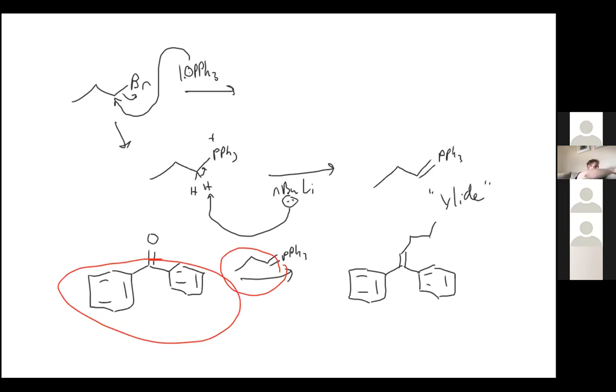So let's talk about how this exactly works. It's a pretty straightforward mechanism. Ylids are kind of the opposite of what you expect from a carbonyl. When we think of a carbonyl, we think of our oxygen being the more electronegative atom, having a resonance structure where we can push these electrons away from the carbon to the oxygen, getting a positive here and a negative here. With the ylid, our carbon is actually better at holding the negative charge.